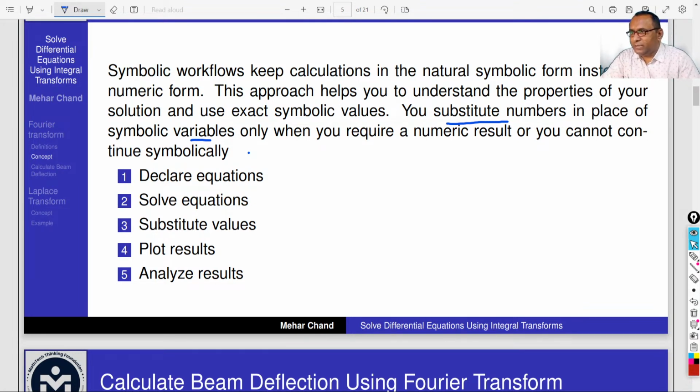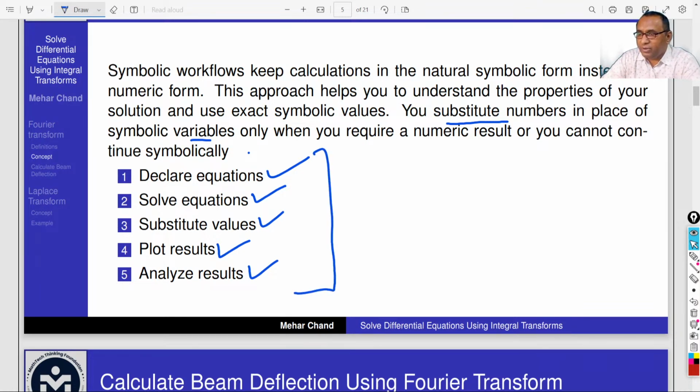So these are 5 steps. First we will declare the differential equation, then we will solve the equation, then we need to substitute the values of the parameters involved in the differential equation, whether it is the initial condition or the value of the other parameters. Then we will plot the result after getting the solution. We will plot the results and then analyze the results. Okay, so these 5 steps are involved in this computing.